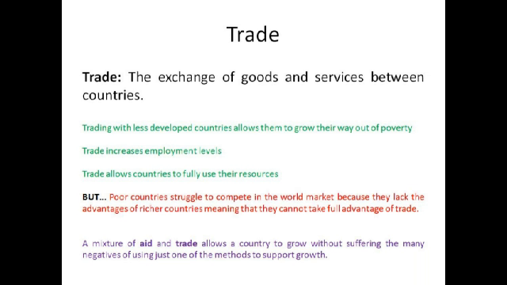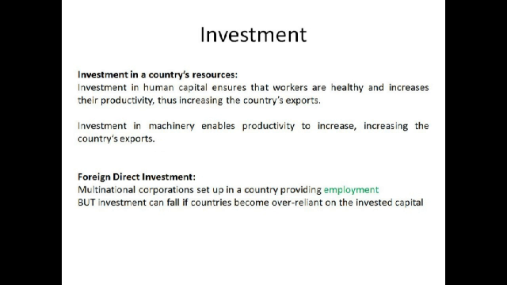But put with aid, so a mixture of trade and aid, allows a country to grow without suffering the many negatives of using just one of the methods to support growth. Investment is another way to support growth. So rich countries can invest in a country's resources, so investing in human capital ensures that workers are healthy, increases their productivity, and increases the country's exports, making them more competitive so they can grow. And there's also investment in machinery, which enables productivity to increase, increasing countries' exports, again and again and again.